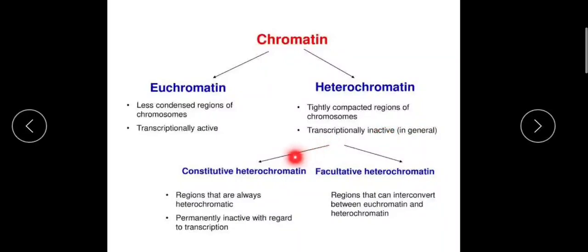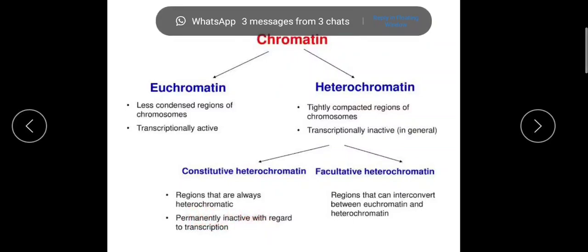Since these heterochromatins are transcriptionally inactive or tightly packaged regions of the chromosome, they can again be of two types, either constitutive heterochromatin or facultative heterochromatin. Constitutive heterochromatins are the regions that are always heterochromatic or always tightly packed, that will not loosen up for any reason, that are permanently inactive with regard to transcription.